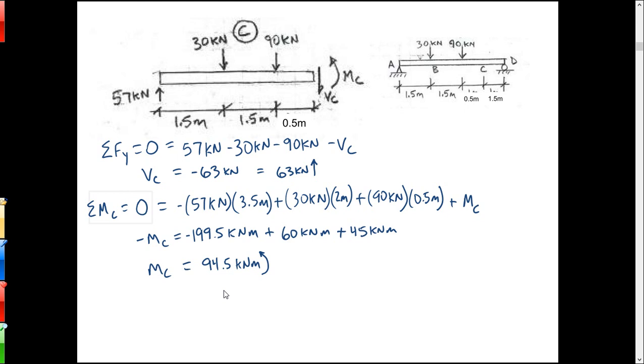And in this case, we get a negative answer, which means it actually acts up, which is a little convoluted, I guess. But the shear is always a little funny. I just draw it down and I forget about it. Just solve for it.